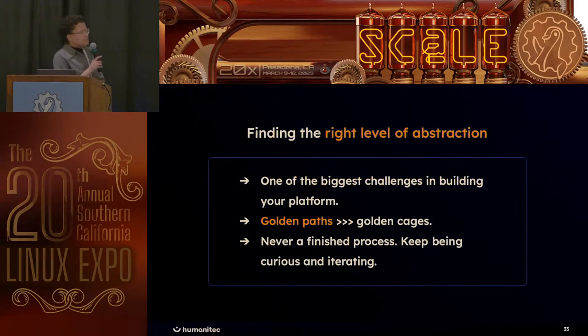Now, this is going to be one of the biggest challenges in building your platform because you want to provide a supported golden path for your developers, but you also don't want them to be trapped in whatever you've built. Golden paths are always going to be better than golden cages. The other hard part about finding the right level of abstraction is that it's never a finished process. You're going to have to keep being curious about what's working and keep iterating according to the user feedback that you're getting throughout the process.